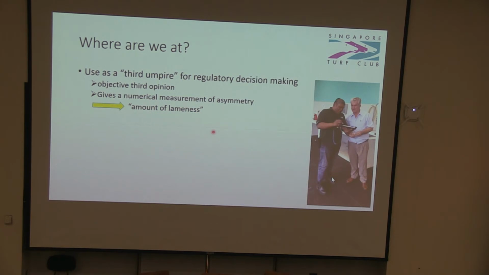And it gives us a numerical measurement of asymmetry. Now, trainers like this. If I tell a trainer, I think he's about 2 out of 5 lame, I have one trainer that tells me there's 2 types of lameness. There's vet lameness and there's trainer lameness, and the numbers are different. So when you can give them an actual numerical number of the asymmetry of the horse, and you can say to them, it's above what we accept or what we think is normal, they seem to accept that much better.